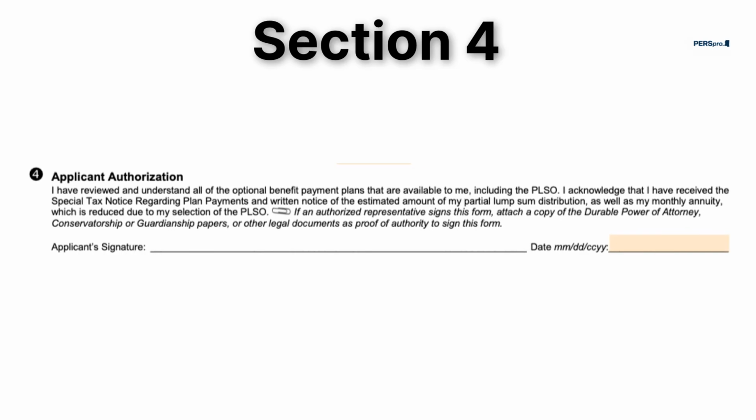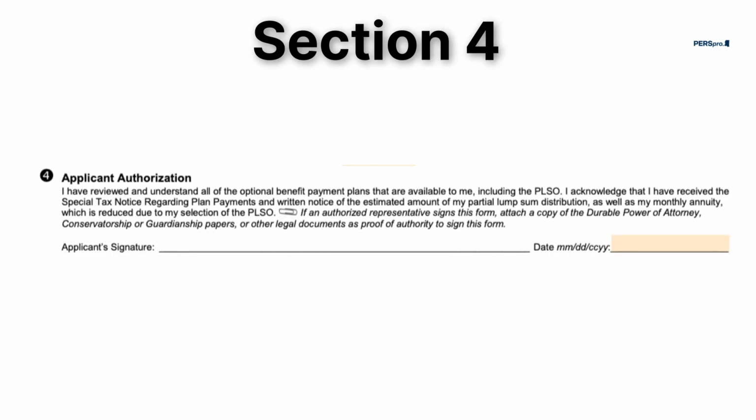By signing this section, you are legally certifying that you understand the tax implications of your selection. You certify that you received the official IRS special tax notice regarding plan payments and that you understand the 20% mandatory withholding rules. Sign your name on the applicant's signature line and date the form. Note: if an authorized representative is completing this section on your behalf, they must attach copies of the durable power of attorney, guardianship, or conservatorship papers to establish their legal authority to sign on your behalf.